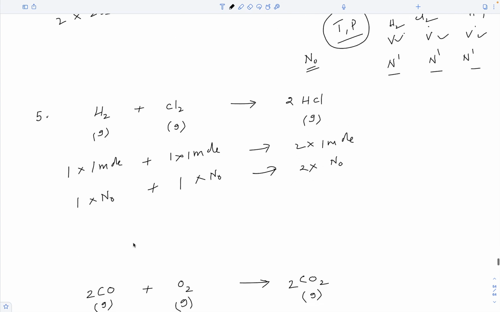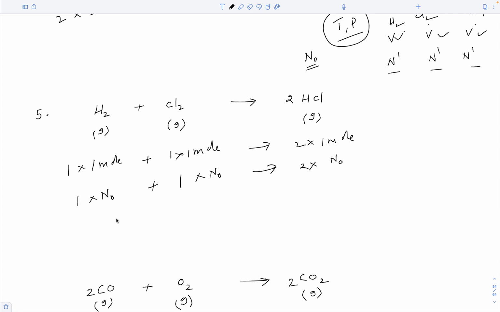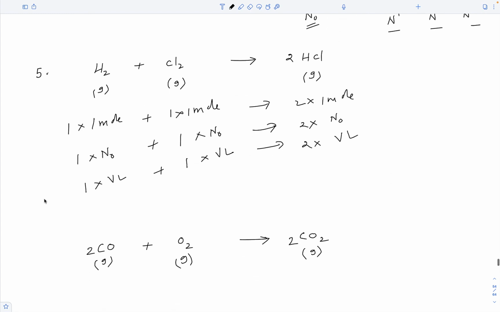So, if an Avogadro's number of hydrogen molecules have a volume of V liters, then an Avogadro's number of chlorine molecules must also have a volume of V liters. And an Avogadro's number of hydrogen chloride molecules must also have the same volume. Now this line says V liters of hydrogen combine with V liters of chlorine to produce 2 times V liters of hydrogen chloride.